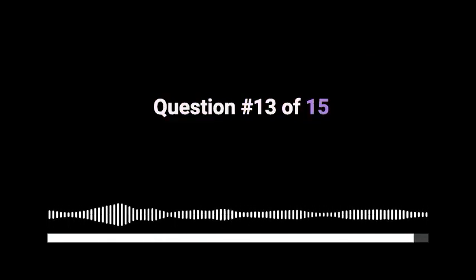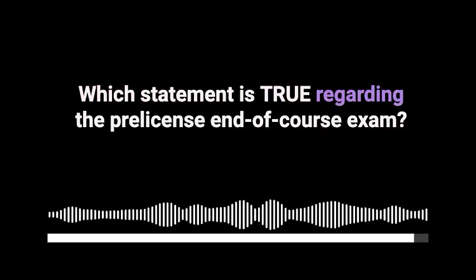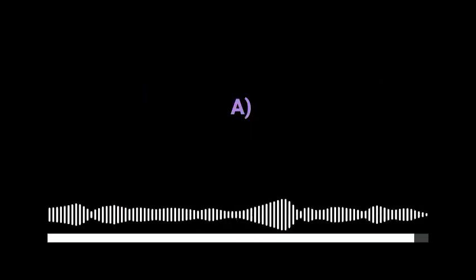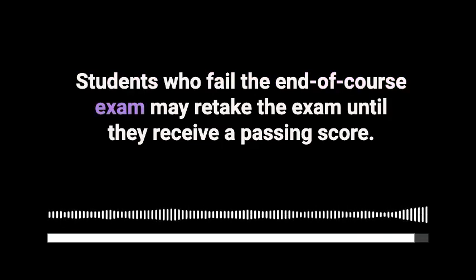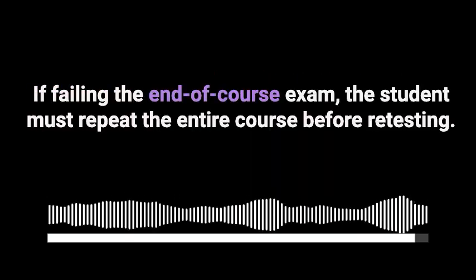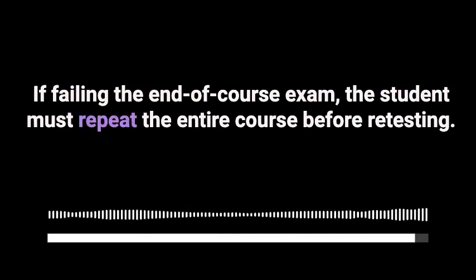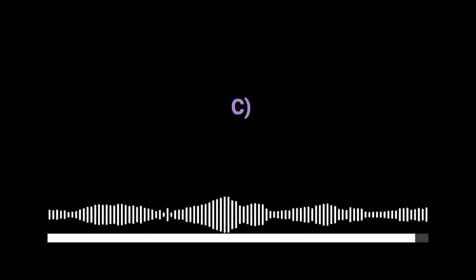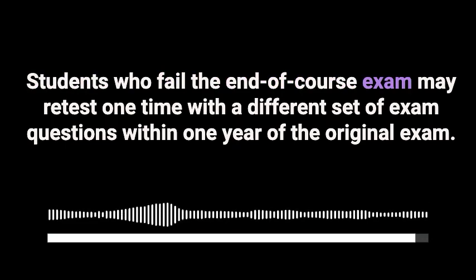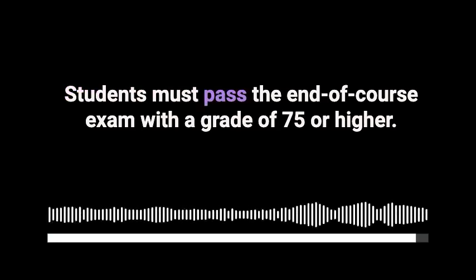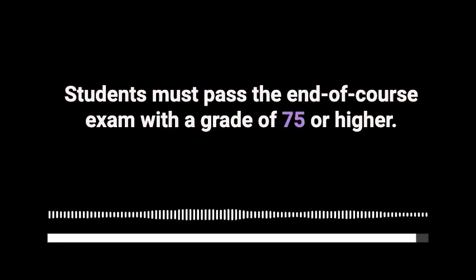Question number 13 of 15. Which statement is true regarding the pre-license end-of-course exam? A. Students who fail the end-of-course exam may retake the exam until they receive a passing score. B. If failing the end-of-course exam, the student must repeat the entire course before retesting. C. Students who fail the end-of-course exam may retest one time with a different set of exam questions within 1 year of the original exam. D. Students must pass the end-of-course exam with a grade of 75 or higher.